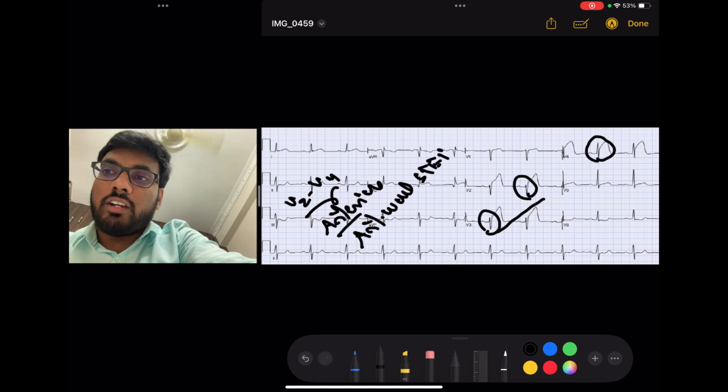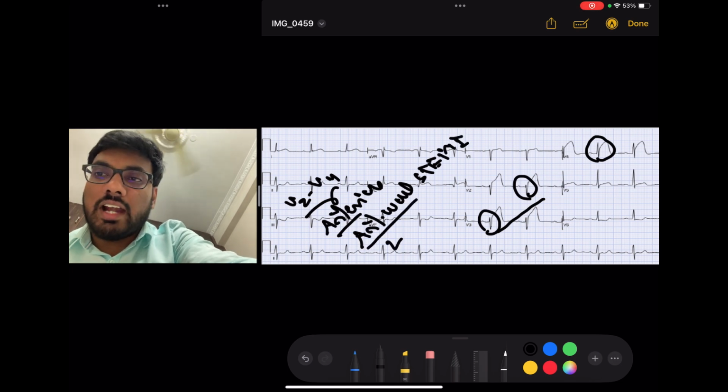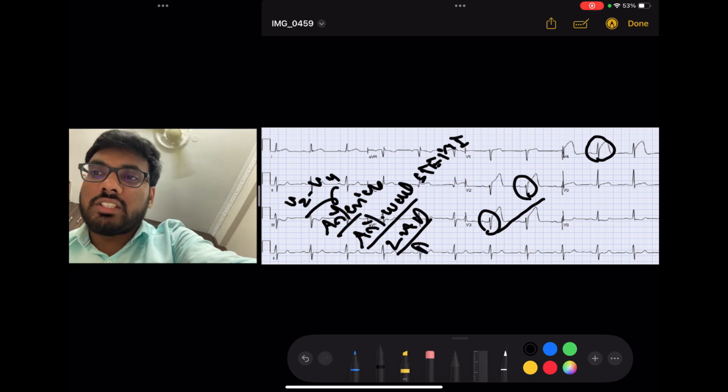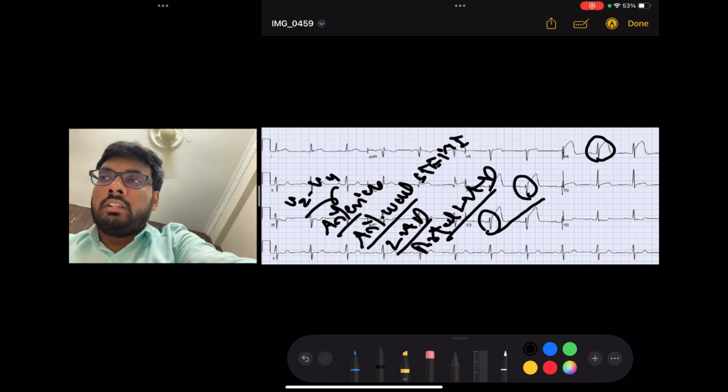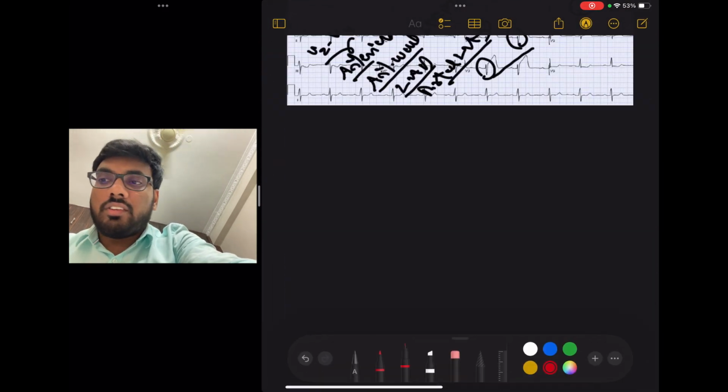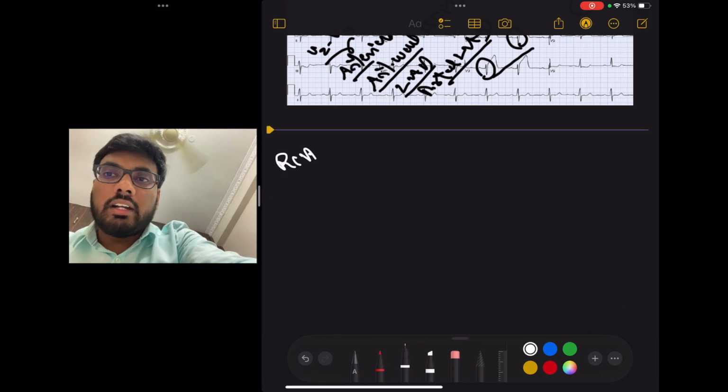Anterior wall STEMI. What is the artery that is occluded? LAD. What is the site that is occluded? Distal LAD, that is distal to the diagonal branches. Distal LAD occlusion. Okay. Now, let's discuss the RCA, that is the right coronary artery as well.